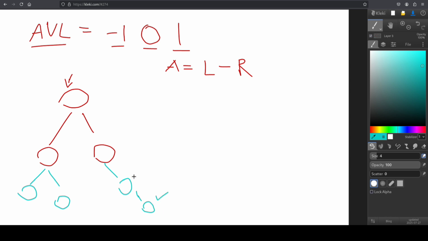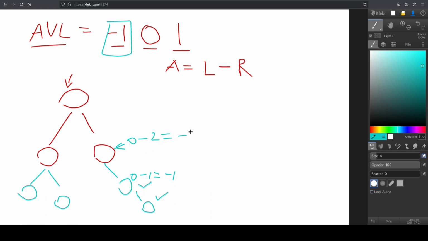This is fine. Now you're going to compare here. How many on the left? We have 0 on the left. How many on the right? 1. So 0 minus 1 is -1. So this number appears, so this node is also fine. Now you're going to compare this node over here. How many on the left? I have 0, but how many on the right? I have 2.